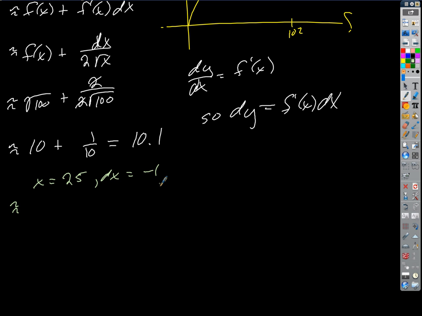So we're going to get 5 plus -1 over 2 times the square root of 25, which is 2 times 5. So we're going to get 5 plus -1/10, so it's 4.9.